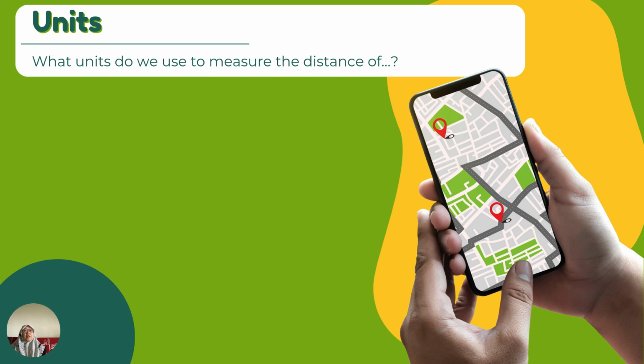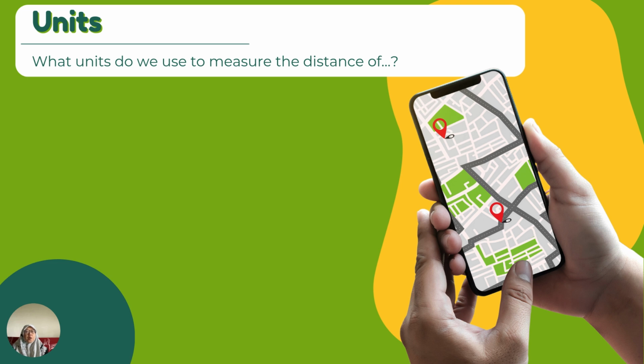All right, what about distance? What units do we use to measure distance? As you can see, this may be Google Map, or this may be Waze. Okay, so we need to find the unit for distance. So what is the unit for distance? Meter or kilometer? Okay, meter or kilometer. Because when we say distance, we cannot use centimeter.